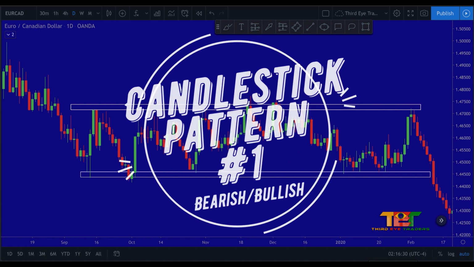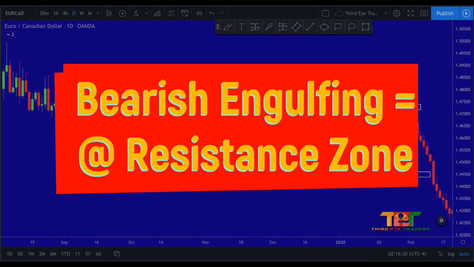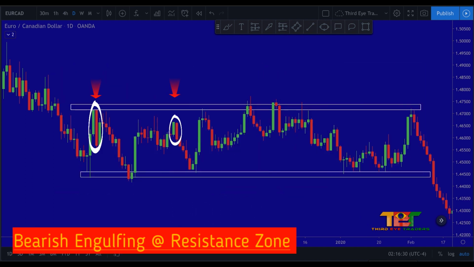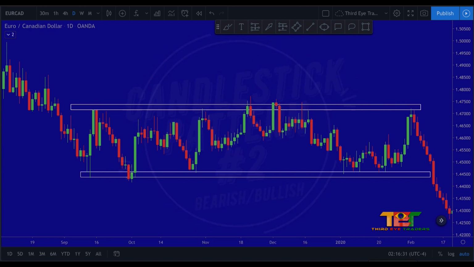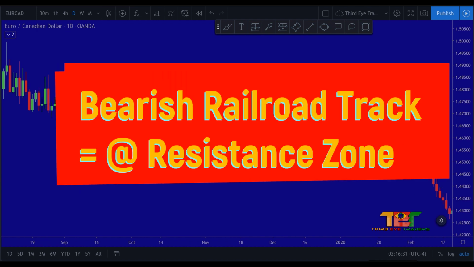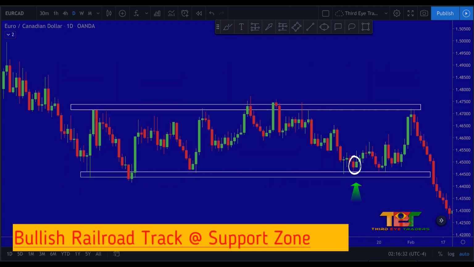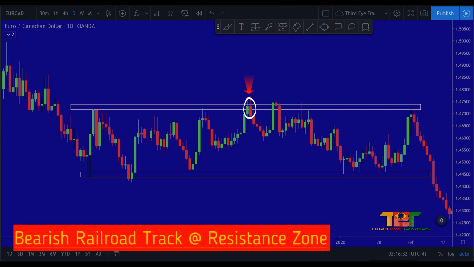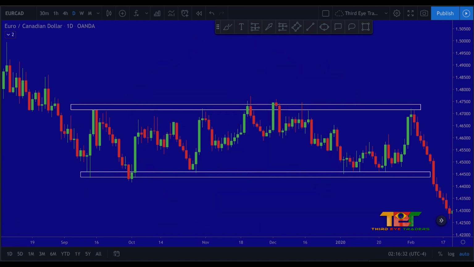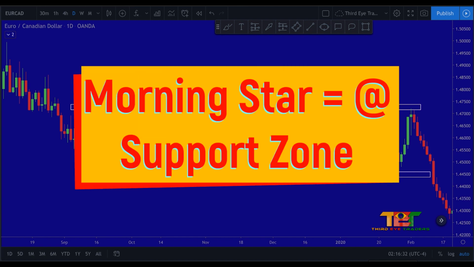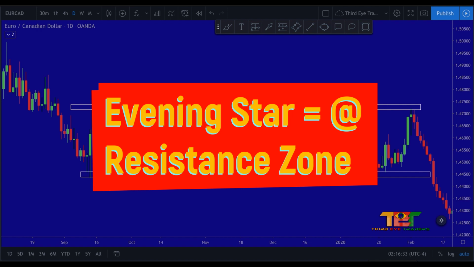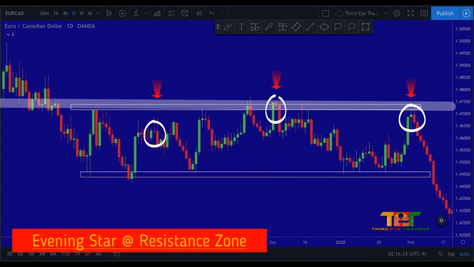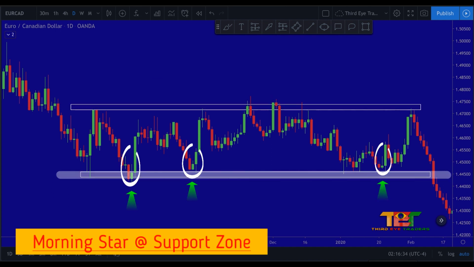The first pattern is a bullish or bearish engulfing candlestick. This tells us that the opposition has taken over the market and is ready to go. The second pattern is a railroad track. These candlesticks must be almost the same size. This is an immediate change in the trend. And the third pattern is one of the same that occurs at both ends of the market as well. These are known as the morning and evening star pattern. The evening star occurs at the top of a strong resistance zone, while the morning star occurs at the bottom at a strong support zone.